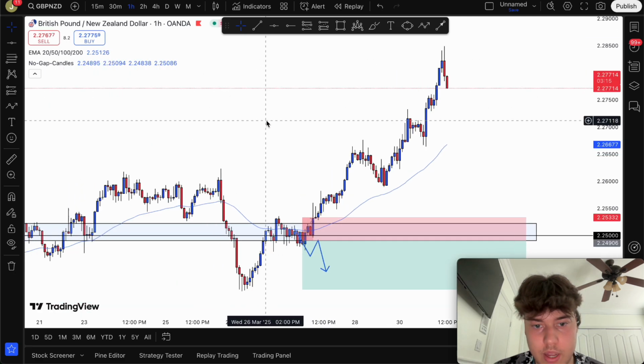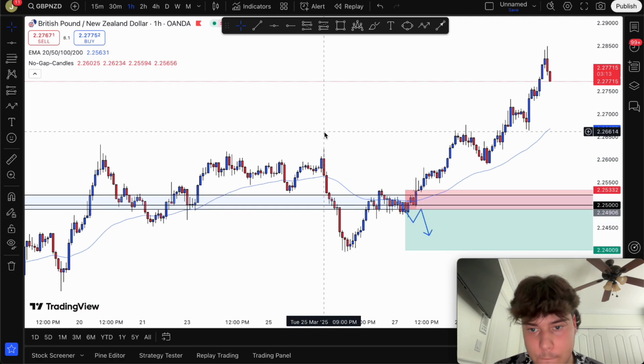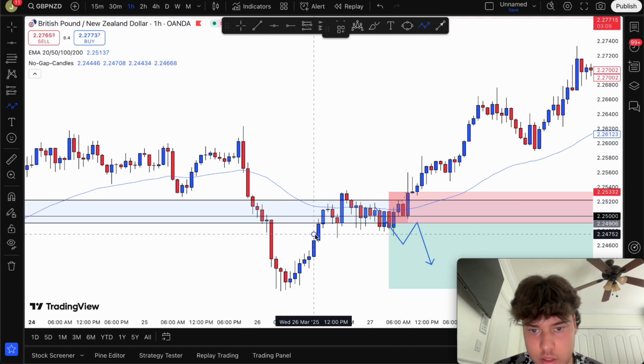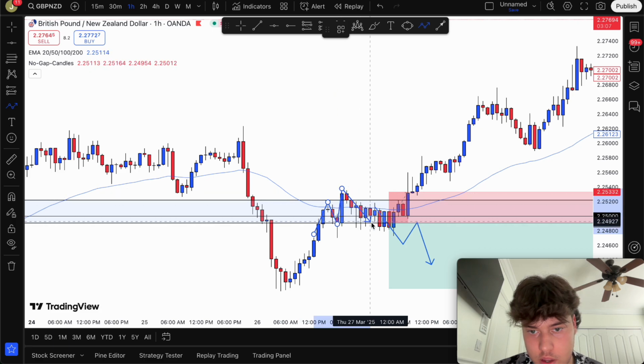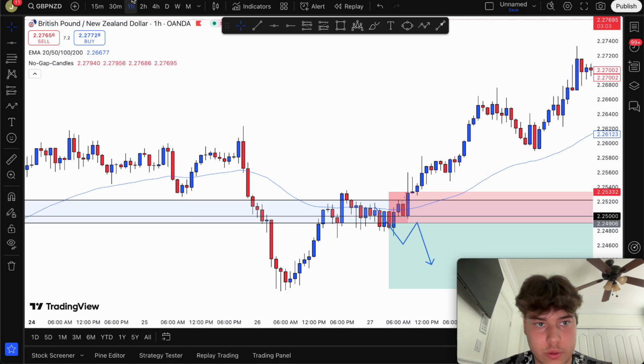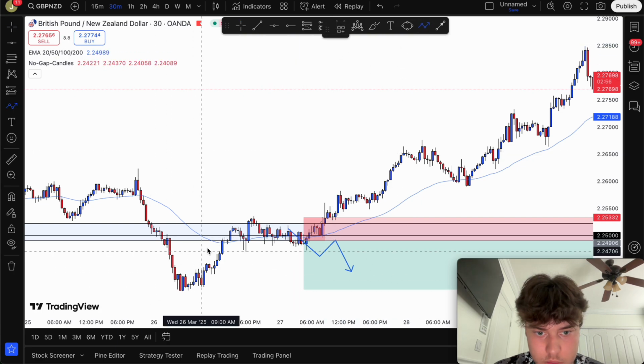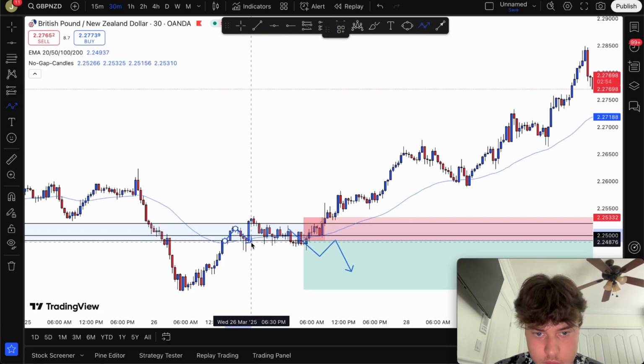So then I came down to the 1 hour and we saw this left head, right shoulder. I took the trade on the right shoulder. You could see the left head and right shoulder more clearly on the lower time frame on the 30-minute. See, left head, right shoulder.